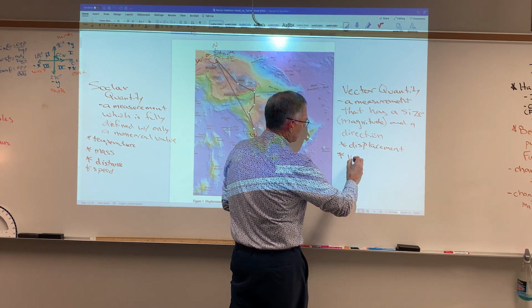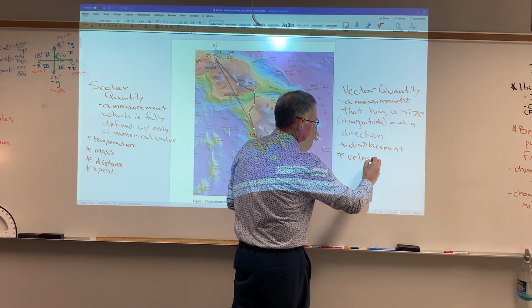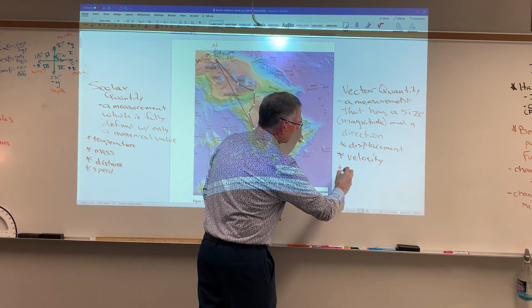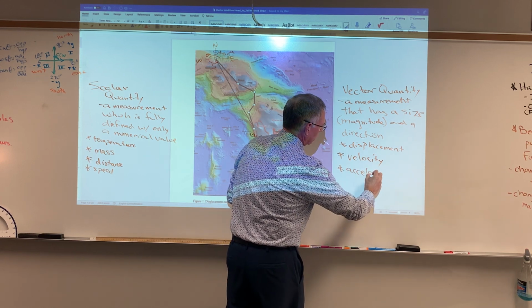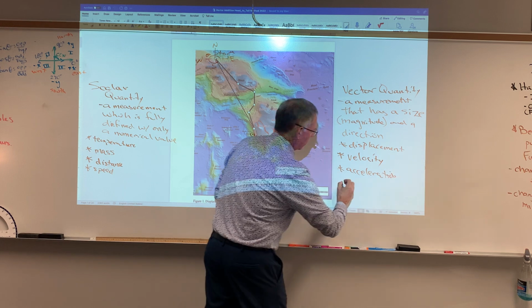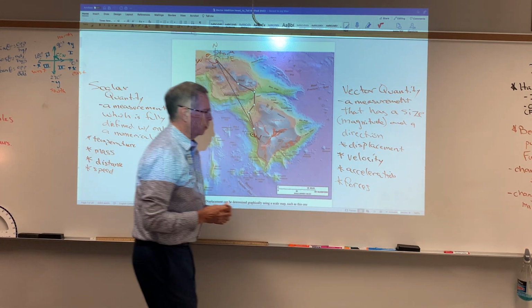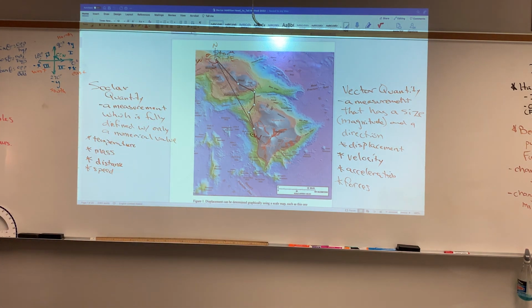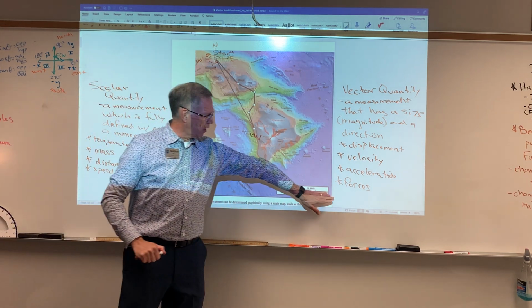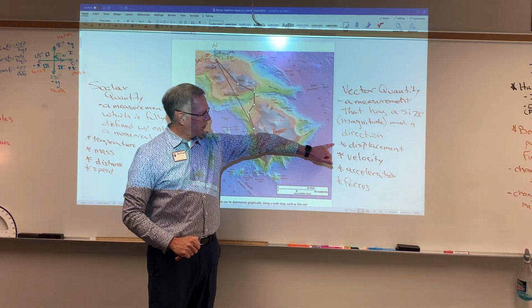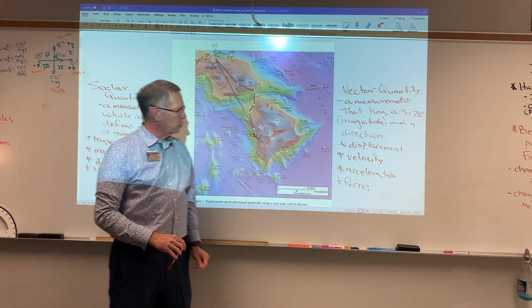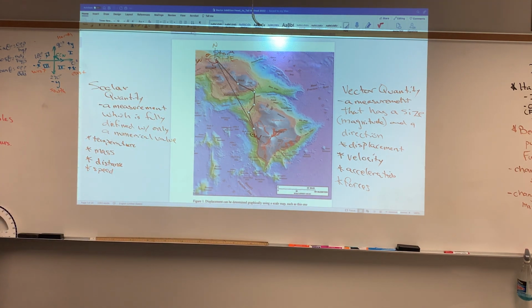We'll also be using velocity, acceleration, and the other main one that we'll be using are forces. Okay. All right, we haven't got to forces yet, but we will deal with displacement, velocity, and acceleration over the next couple of weeks, and then we'll move into forces.